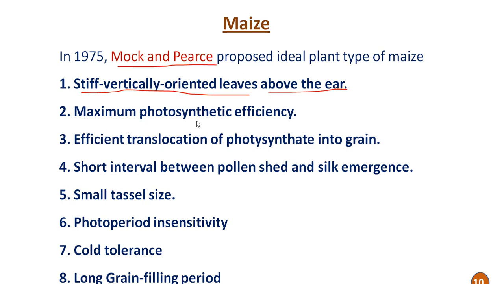Then maximum photosynthetic efficiency, that means a higher source to sink relationship. Then efficient translocation of photosynthate into the grain. The translocation of photosynthate is source to sink translocation, and here the source is the leaf while the sink is the grain. So efficient source to sink translocation is good and converts into yield, that is a greater number of grains. So it is preferred in case of maize.